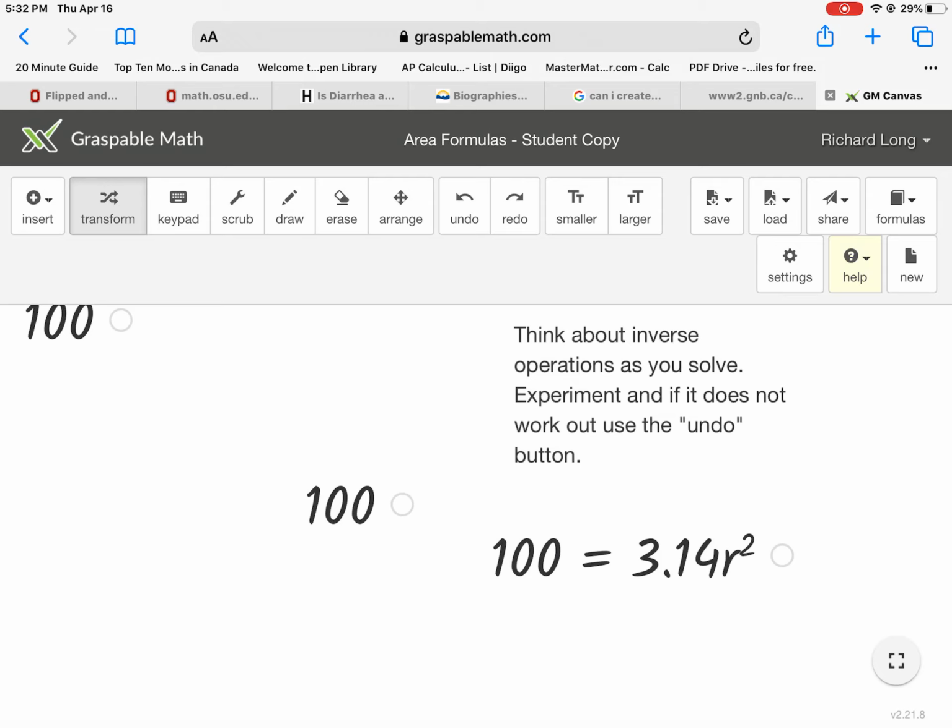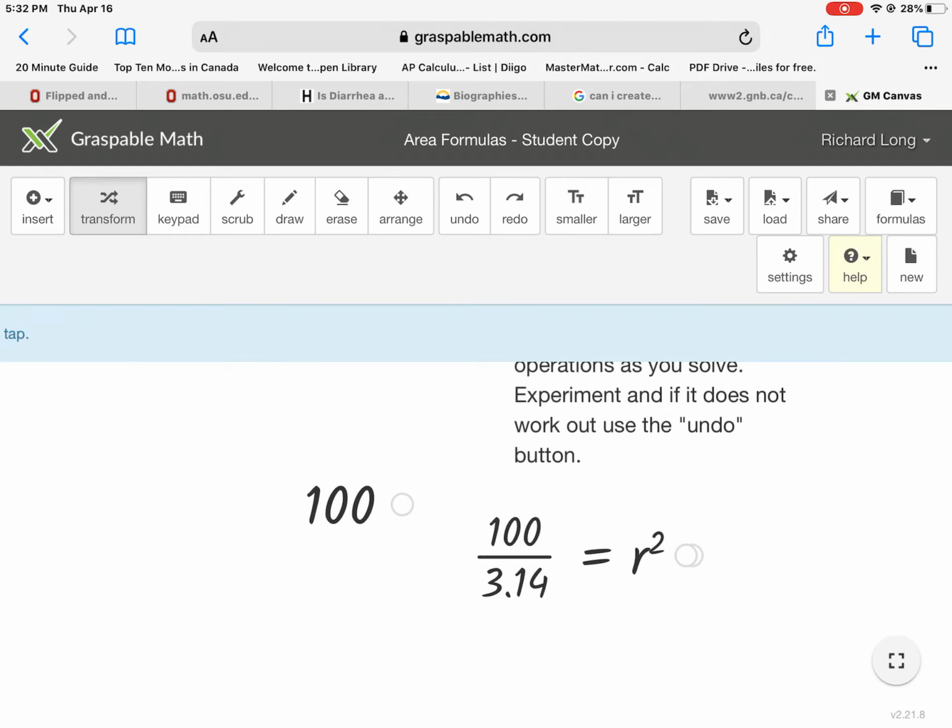And now what do I do? So that says 3.14 times r squared. So I need to get r squared by itself. So I'm going to drag that number over there. Oh, notice when it was multiplying by r squared on one side, it becomes divide on the other. So that's the opposite of multiply. There. So I just click that to get the decimal.